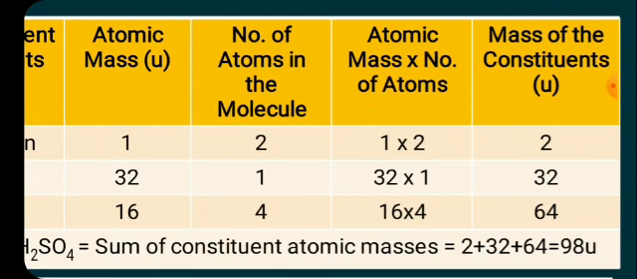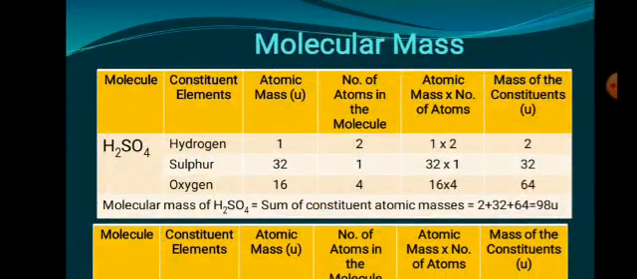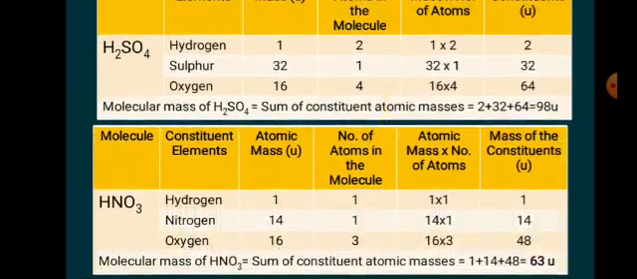Let us add all these atomic masses so as to get the molecular mass of sulfuric acid. Molecular mass of H2SO4 is equal to the sum of constituent atomic masses. 2 plus 32 plus 64, 98 Dalton or 98 grams. Next example.